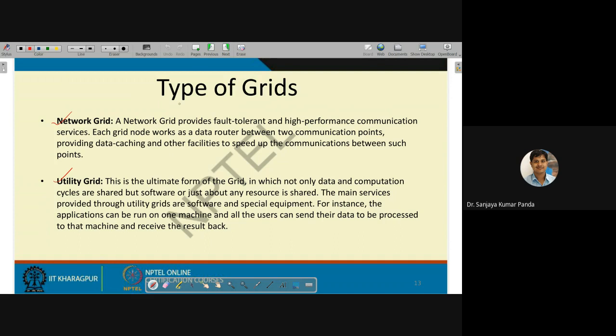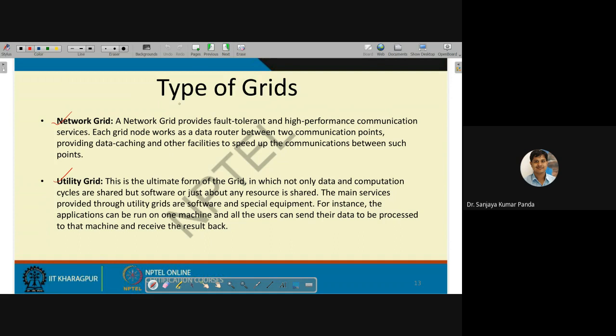As one example, the application can be run on one machine and all the users can send their data to be processed to that machine and receive the result back. Especially if you look into client-server architecture, the client initiates the request, it reaches the server, and the server processes it and gets back the result. And there is not just one client; there is a set of clients. Each client is doing the same work. They make a request to the server, and the server has to complete that work and return the result to the client. That is also like a utility.